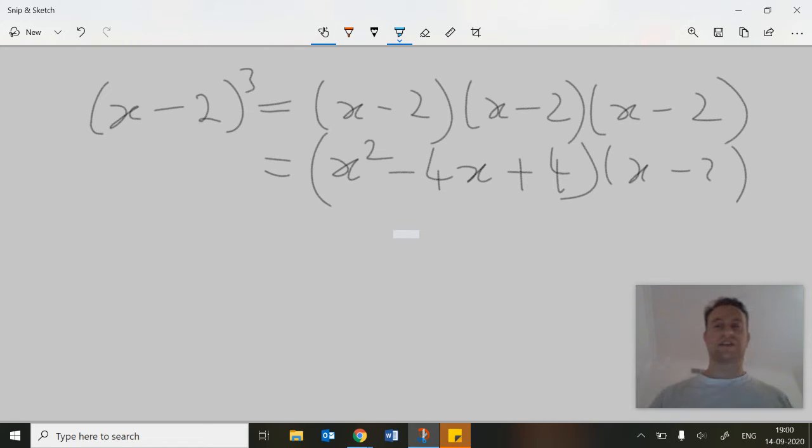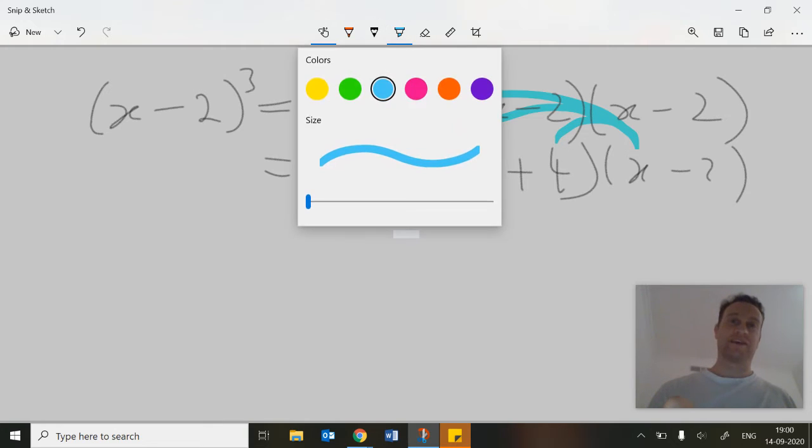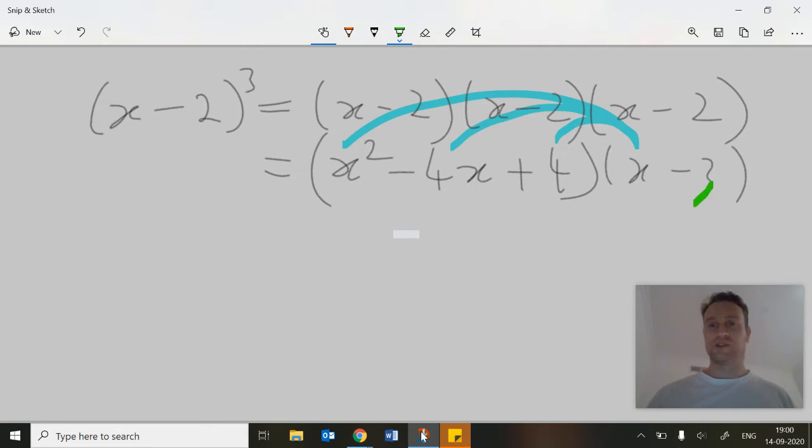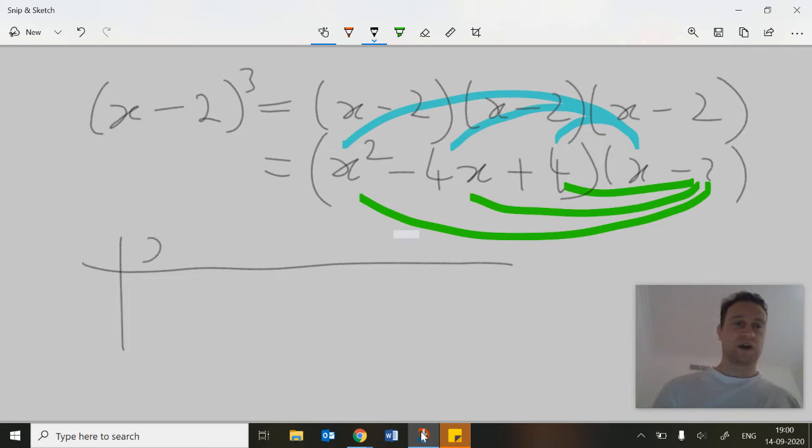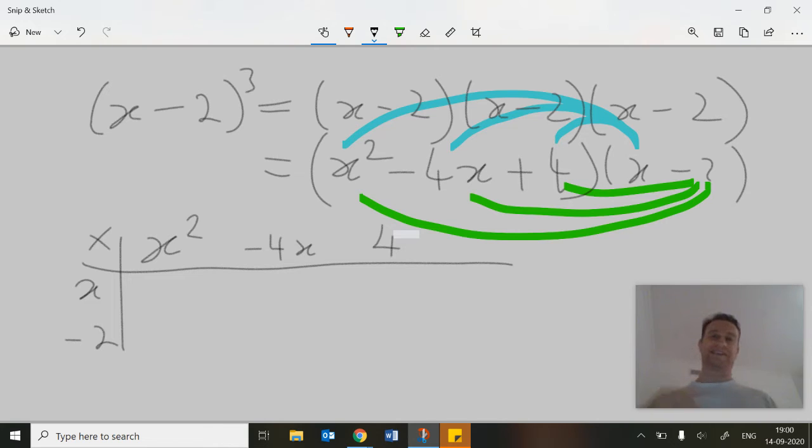Now, we can deal with this in a little bit of the same way as we dealt with FOIL. So we can do the first times the first, times the second, the first times the third, and then we can do the same thing with the other ones as well. So we've got the minus 2 times by the first, then times by the second, then times by the third. Now I've got a decent way of laying this one out, so I'm going to do x squared minus 4x and then plus 4 on the end, and then I'm going to put x minus 2 here. Put times there.